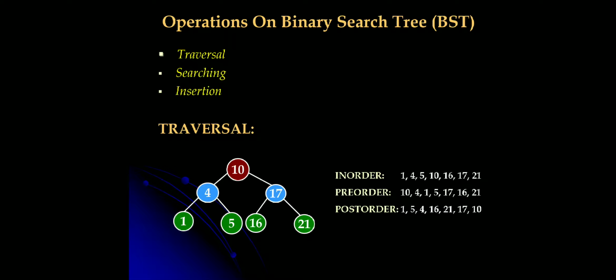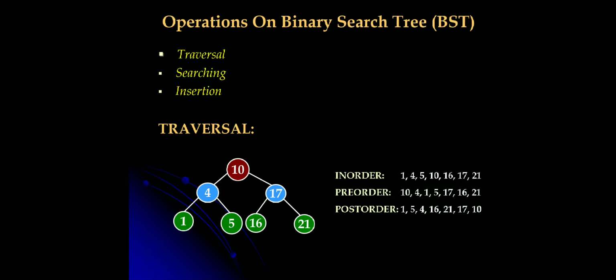Coming to the operations on a binary search tree. These are the operations you can perform: traversal operations, search operation, and insertion operations, which are there in your syllabus. What you have to remember here is, if we are doing an in-order traversal of a BST, the type of list you are going to get is a sorted list.